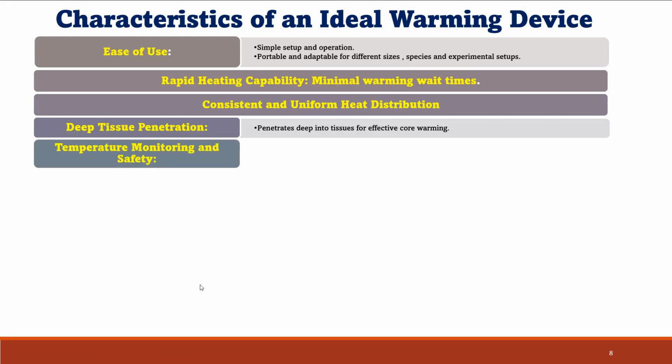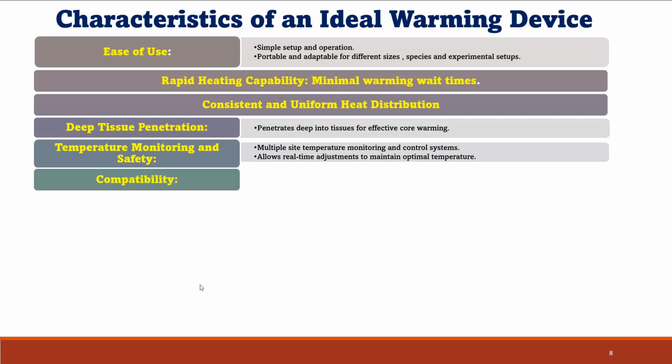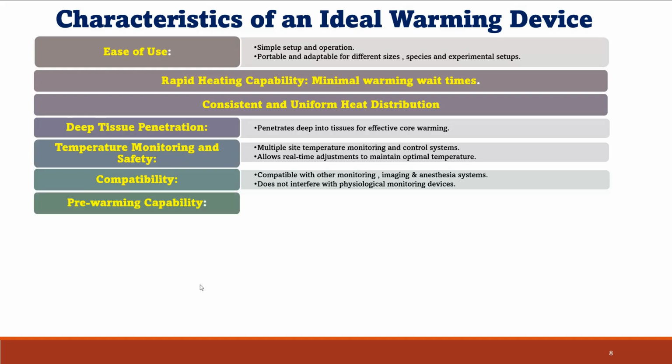And then we have temperature monitoring and safety, where it is preferred that the device or the system should monitor multiple body temperatures so as to allow real-time adjustments. It should be compatible with other physiological monitoring, imaging, and anesthesia systems, and should also not interfere with those devices. There should be pre-warming capability, which we will discuss in our subsequent slide.